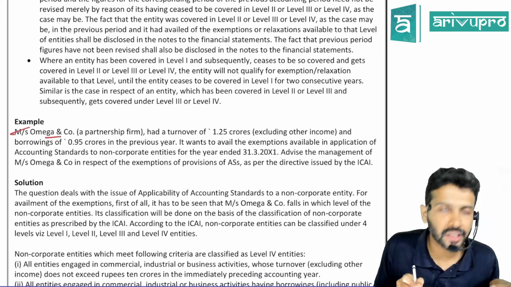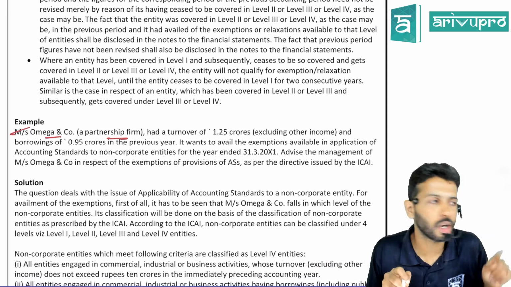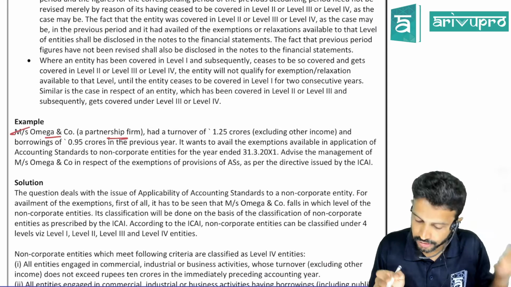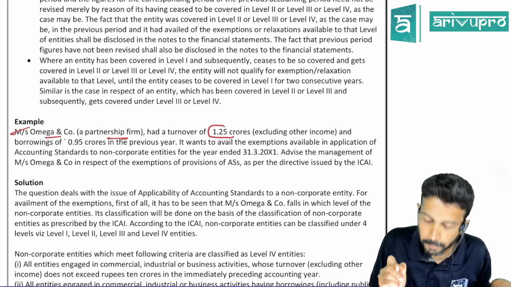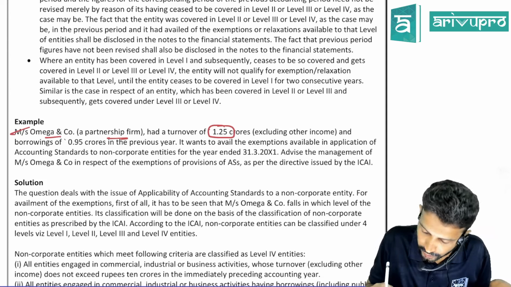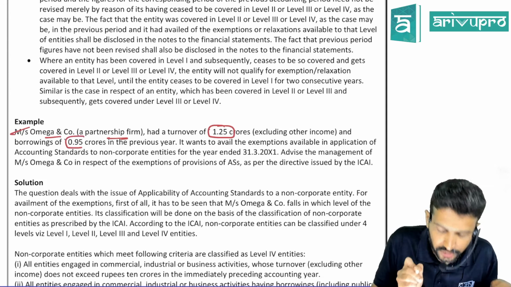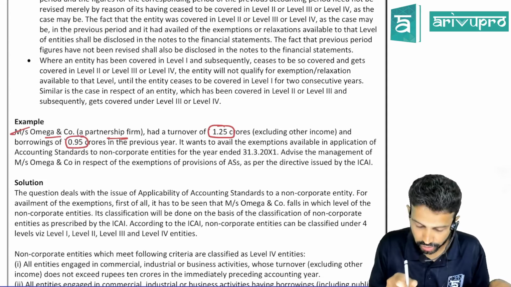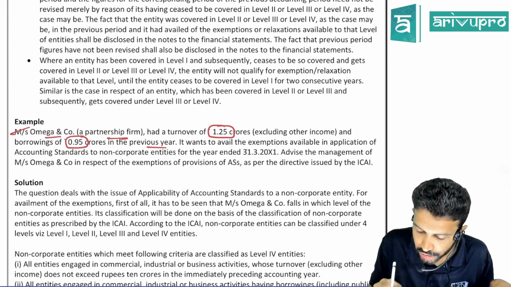Omega and Co, a partnership firm. Obviously, a partnership firm is a non-corporate entity. Their turnover is 1.25 crores, and their borrowing is 0.95 crores in the previous year. Great. It wants to avail exemption.